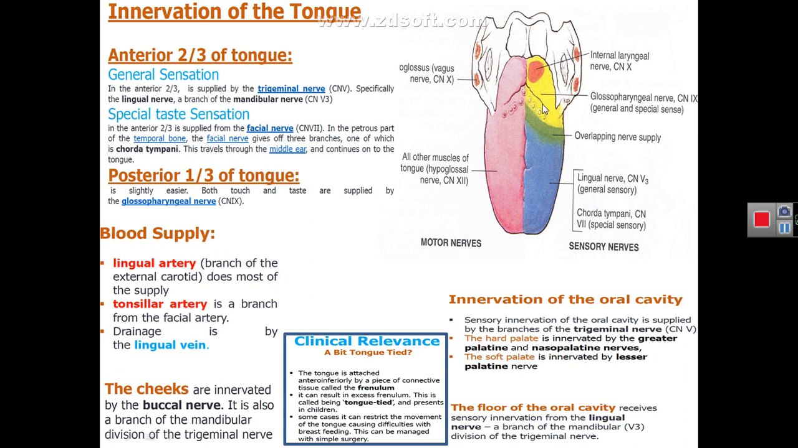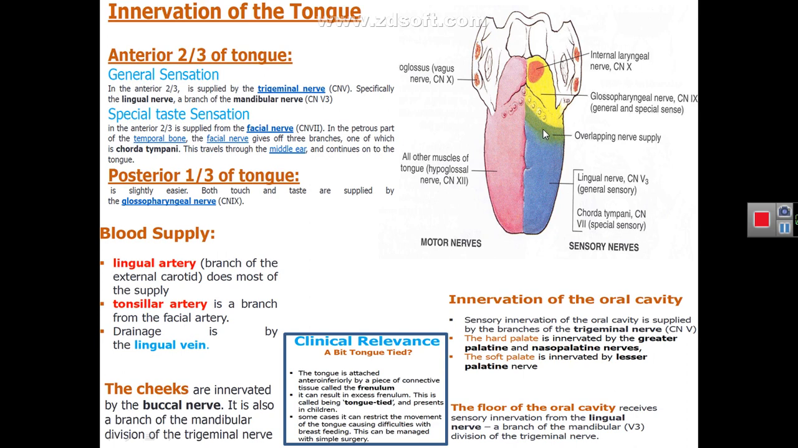You can see that there is a V-shaped sulcus, called the sulcus terminalis, separating the posterior one-third, the root of the tongue, from the anterior two-thirds, which is the body of the tongue. The apex of this V-shaped sulcus is called the foramen cecum.